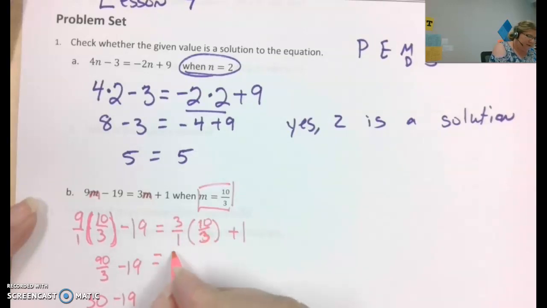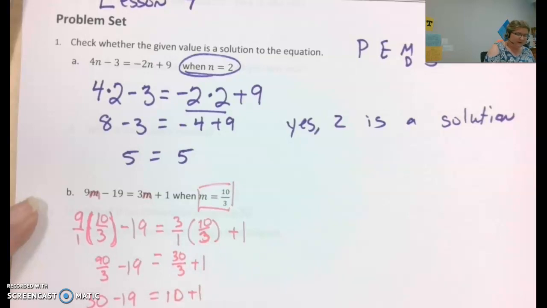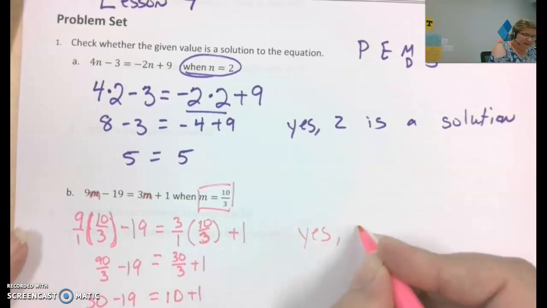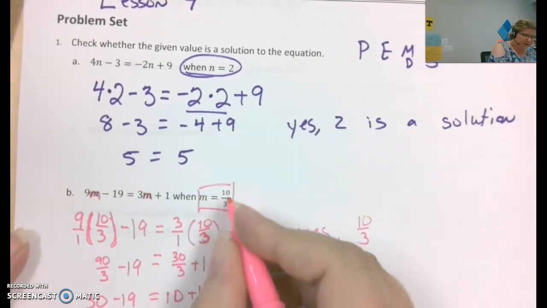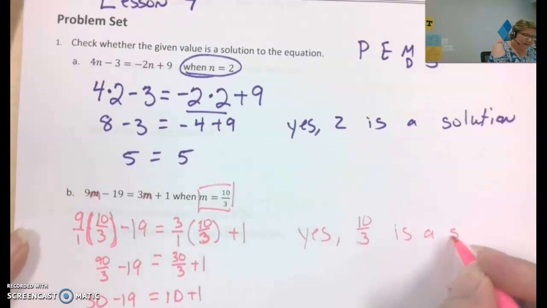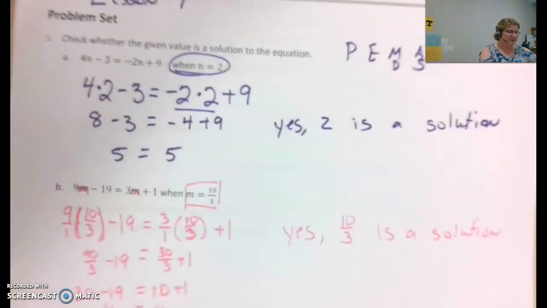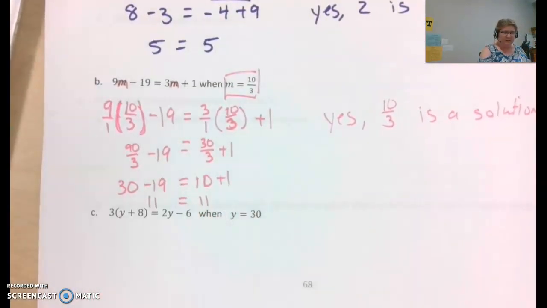3 times 10 is 30. 1 times 3 is 3. That would be 10 plus 1 is 11. So 11 equals 11. That is true. Yes, 10 thirds is a solution. And I would know it was not a solution if my numbers equal different values at the end.